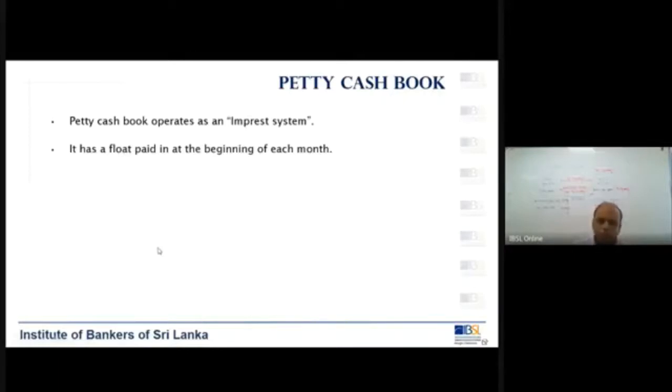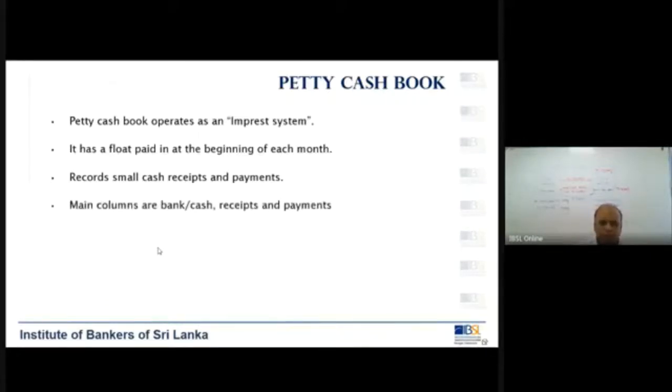This float amount can vary from company to company. The company can decide what amount should be given to the petty cashier. So accordingly, they will decide on a float amount to be given to the petty cashier. So what is the objective? To record small cash receipts and payments. So it is not only for payment. Sometimes when you receive any refunds, you will go and give it to the petty cashier. So the petty cashier will in turn hand it over to the main cashier.